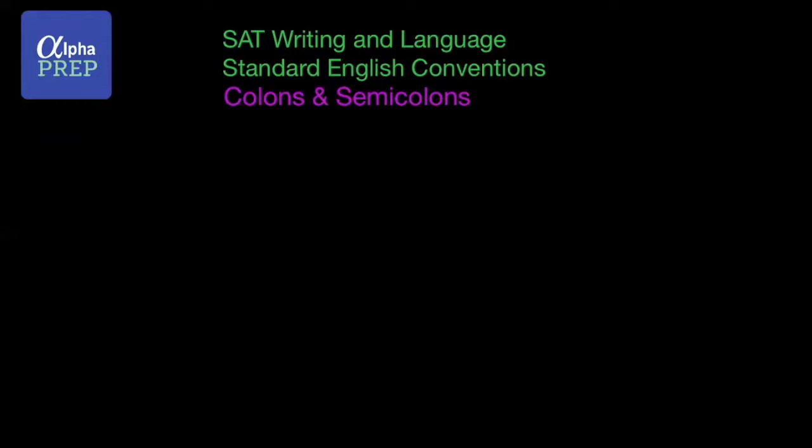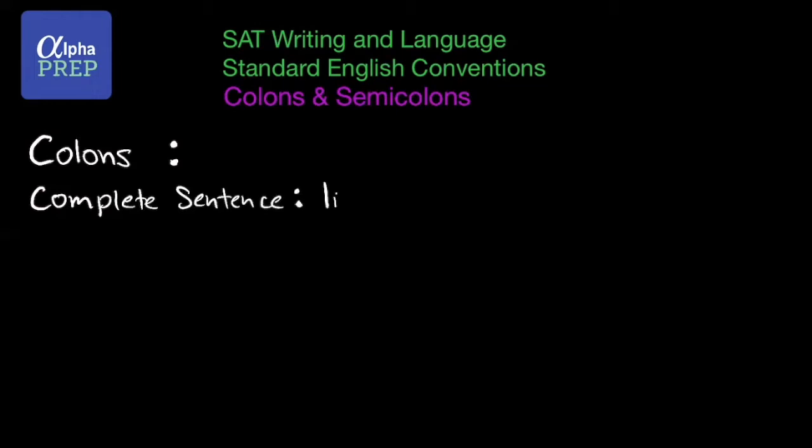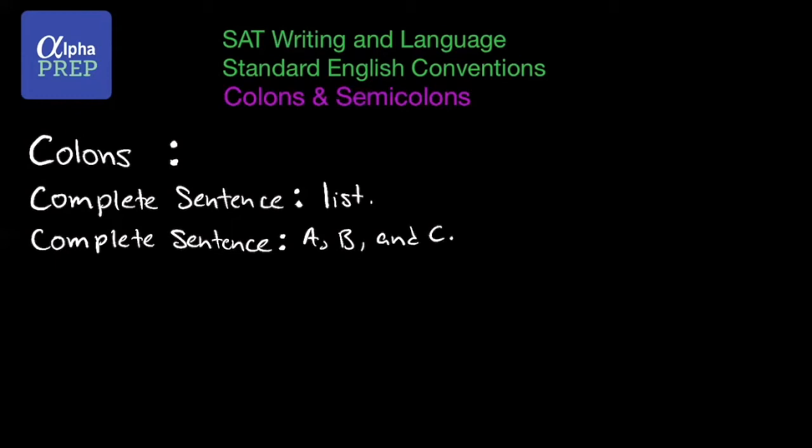Okay, so we'll start out with the colon. Basically, a colon is used to introduce a list. So the actual format for using a colon, the grammatical rule, is that everything before that colon has to be a complete sentence, and everything that comes after the colon has to be part of a list. So it could be something like a complete sentence and then a list: A, B, and C. Or it could be a complete sentence, a colon, and then just a one-item list: A. You can totally have a list with one item.